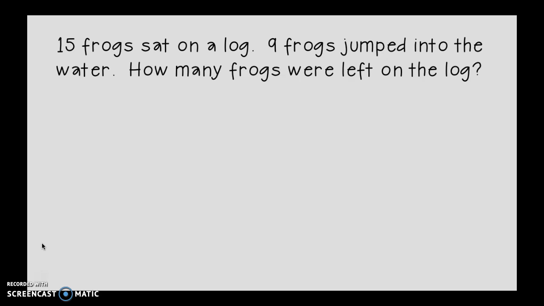15 frogs sat on a log. 9 frogs jumped in the water. How many frogs were left on the log? Well, I see those 2 words, were left. That means we must be subtracting because those are the leftovers. So let's see, it says 15 frogs sat on a log. I'm going to draw my good number sentence to go along with this. 15 frogs sat on a log, that's my whole amount, and then 9 jumped in the water. So I did subtracting 9.